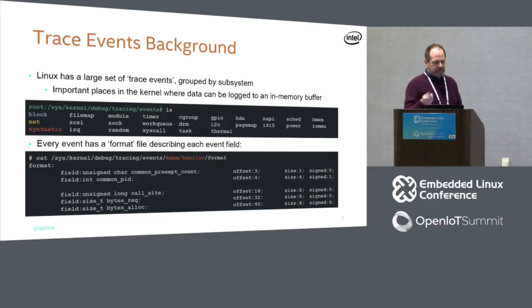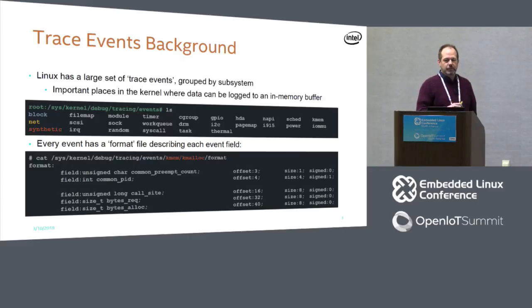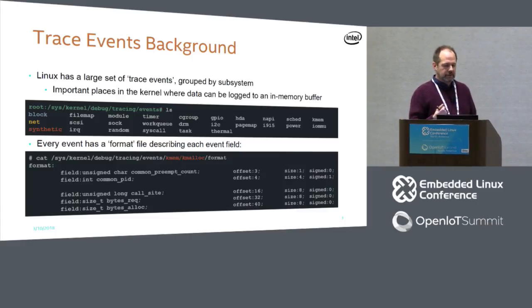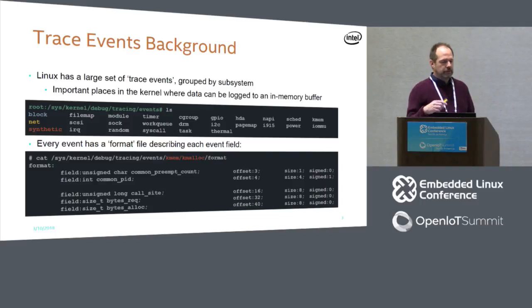So they're grouped into subsystems, such as things like networking, block, et cetera. And those are contained in a subdirectory under tracing/events. And within each of those subsystem directories are directories for the events themselves, one for each event. And within those directories are a set of files that describe and control that particular event. One of those files is called a format file, and it's an exhaustive description of everything that gets logged when that event is logged, in the form of a set of fields.